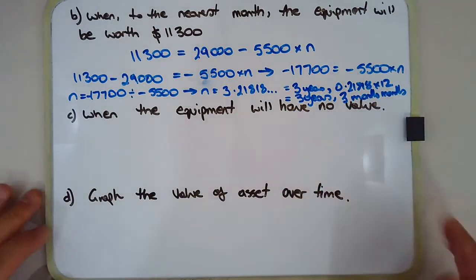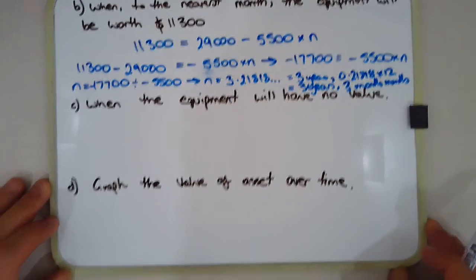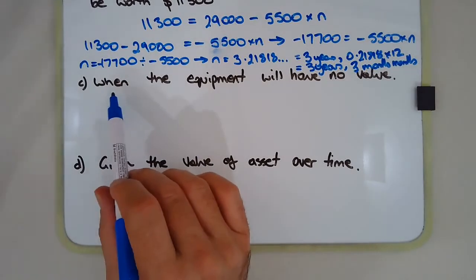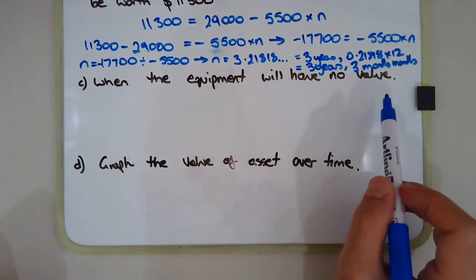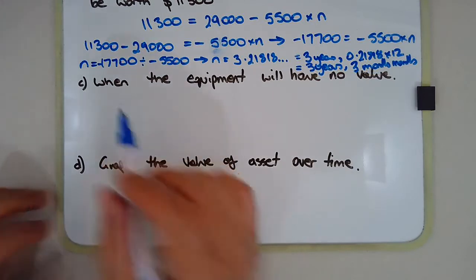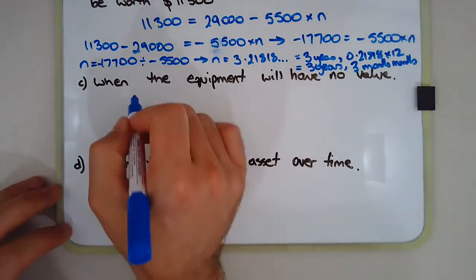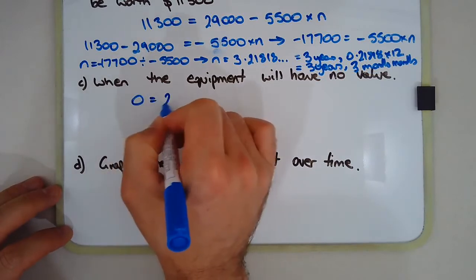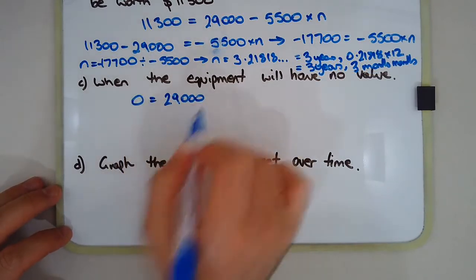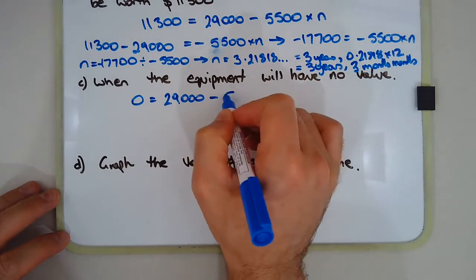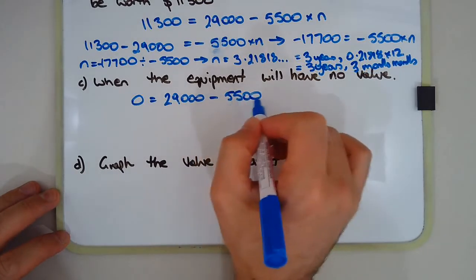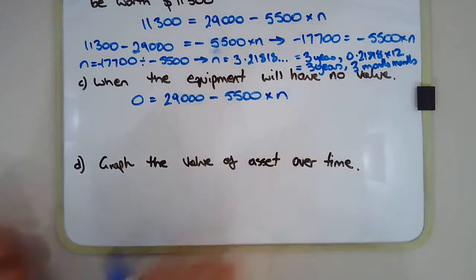Okay, so 3 years, 3 months. Part C, we're going to find when the equipment will have no value. In other words, the salvage value is 0. In other words, it's worthless. So 0 is equal to 29,000, so that's the original price minus, taking away the depreciation per year times the number of years.